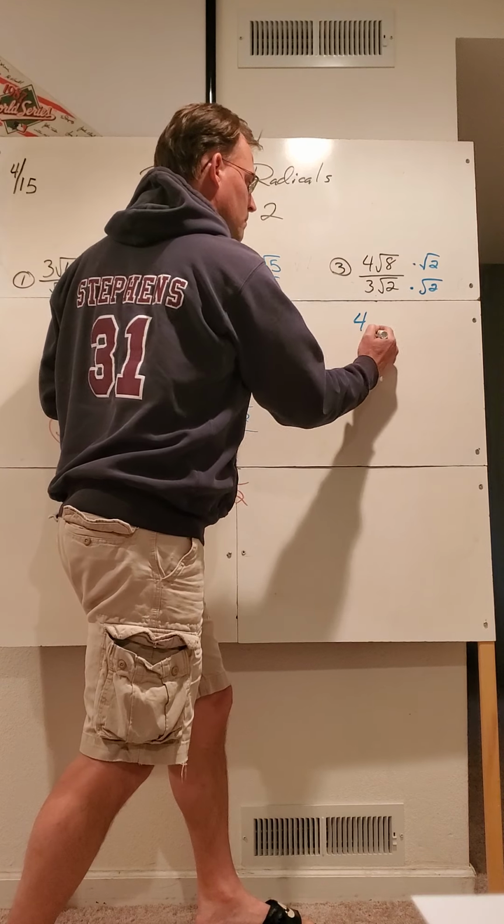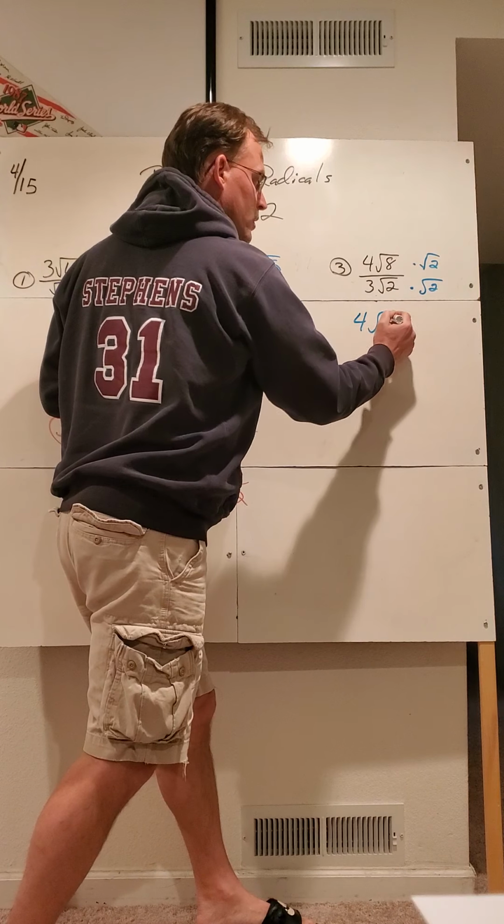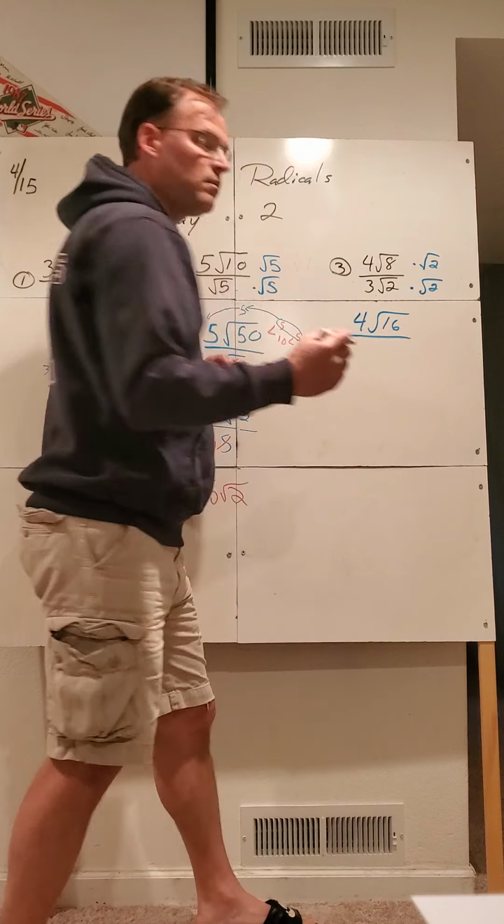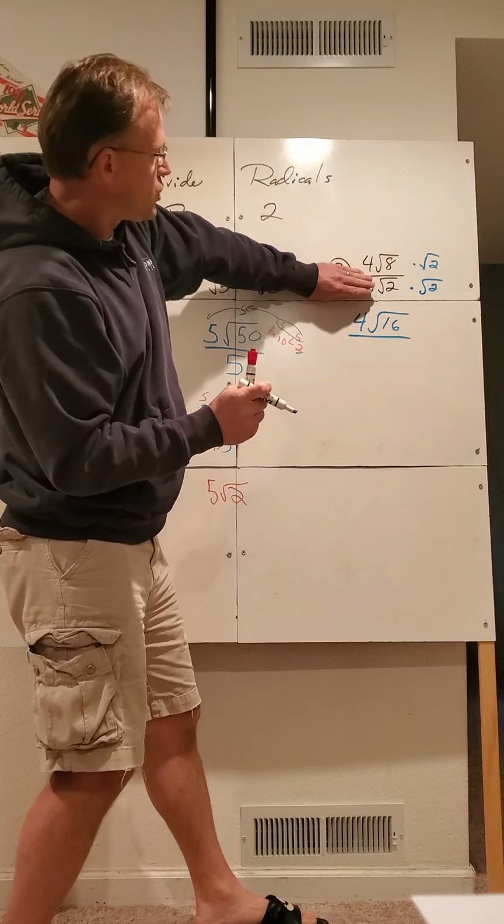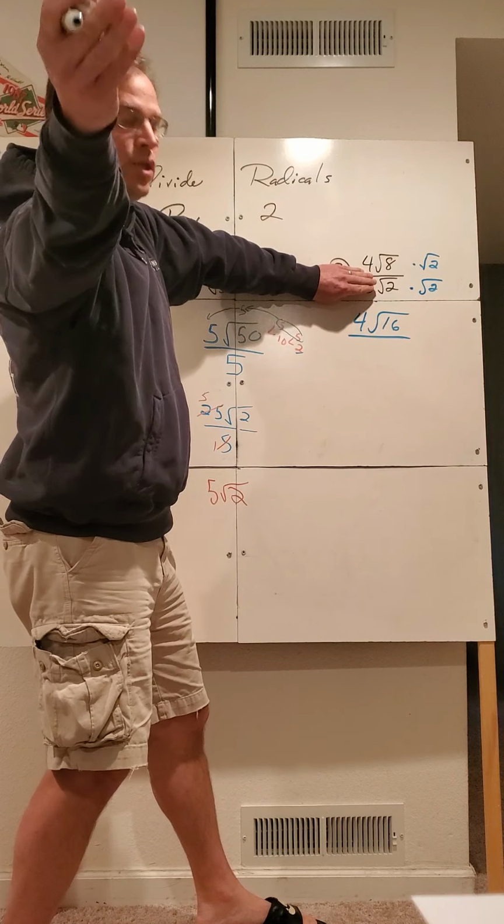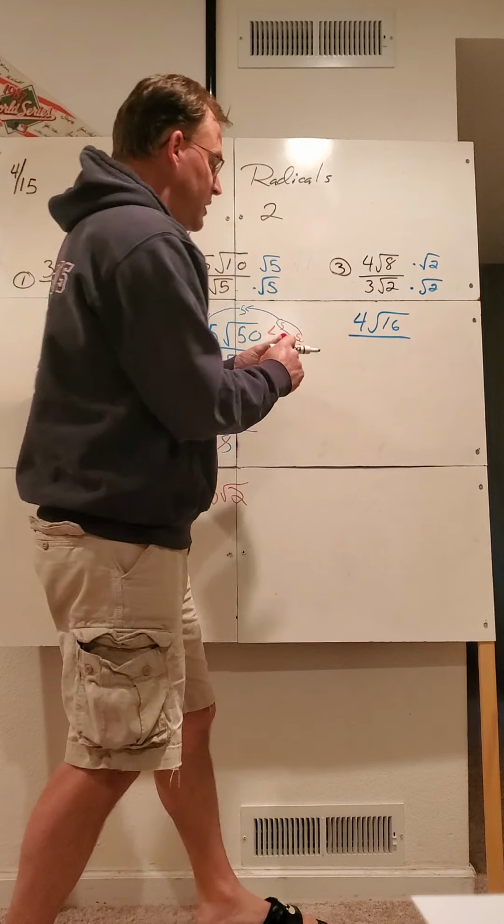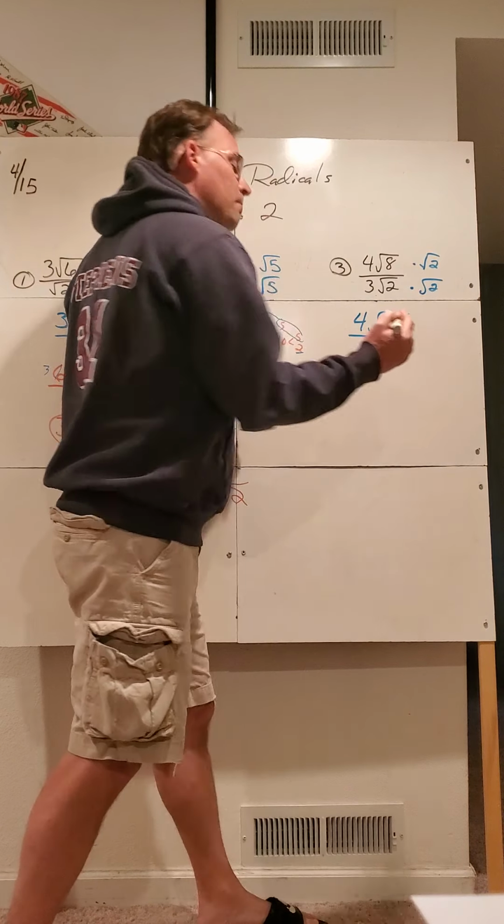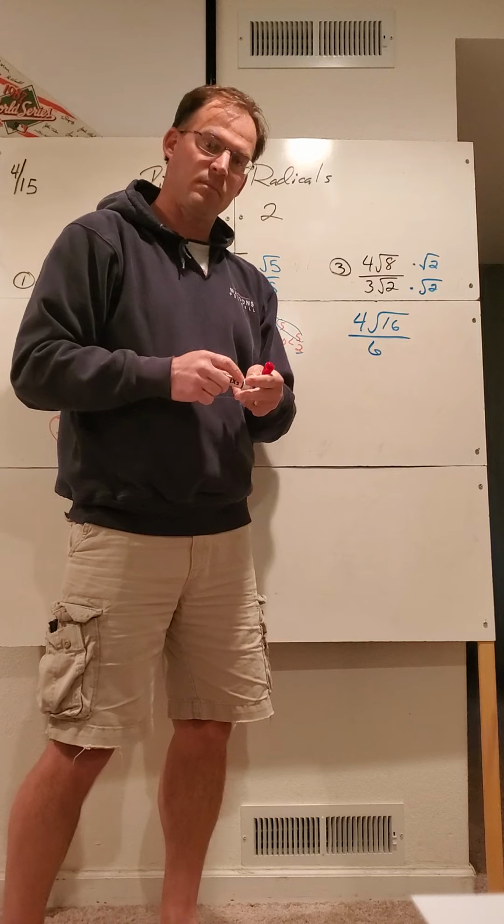So, whole number, square root of 8 times the square root of 2, square root of 16. On the bottom, root 2 times root 2 is 2. You got it. There's already a 3 there. So the 3 and the 2 multiply to be 6.